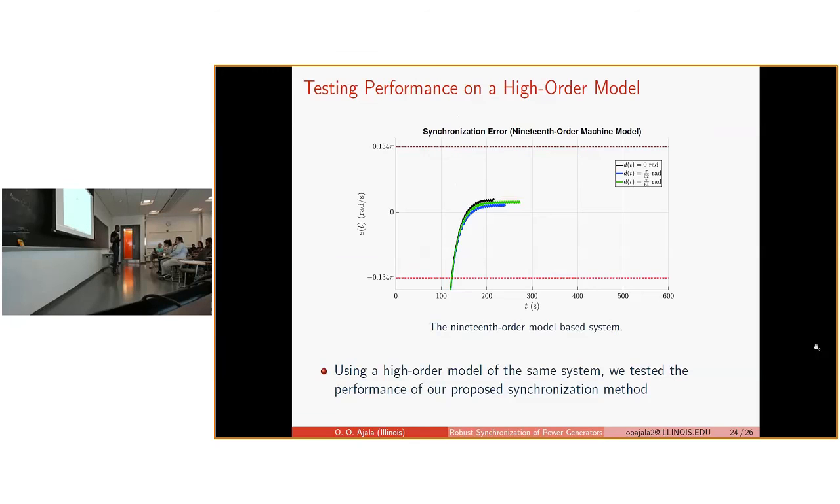Lastly, we tested this synchronization method, which was developed using a reduced order model. We tested it on a full-order model of the same system, just to see if it works. And yes, it did. And these were the results we got. For these values of disturbance, you're able to close the switch at these points.